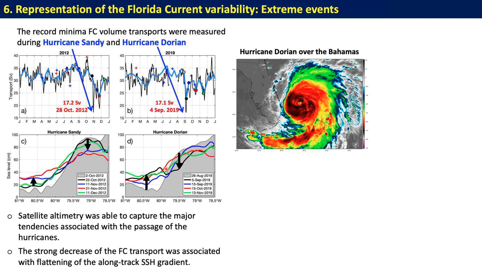Since now we also have transport estimates derived from satellite altimetry, and given that altimetry has been providing a homogeneous, in terms of quality, data record since 1993, we can compare the seasonal cycle obtained from altimetry with that obtained from the cable measurements. And when we do that, we see that the altimetry-derived seasonal cycle is not significantly different from the cable seasonal cycle obtained for the entire record.